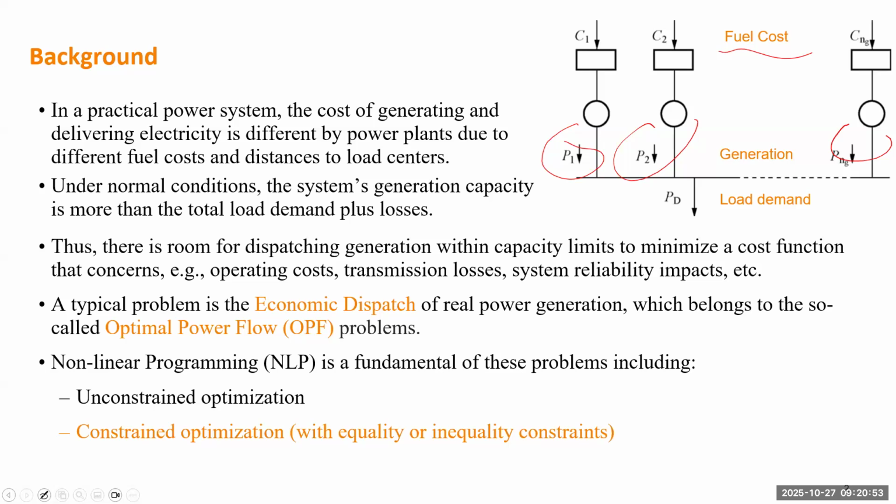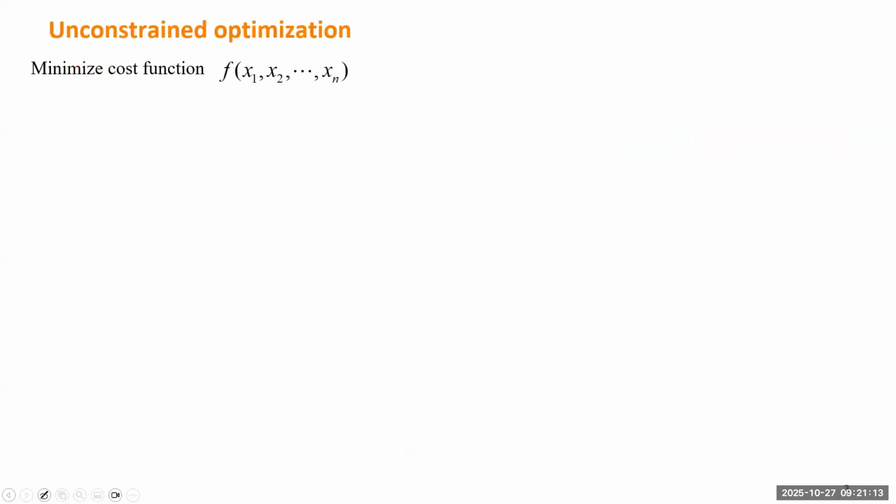So you want to address those constraints in the equality tab. There could also be an inequality tab, which means each power plant may have an upper limit or lower limit. So those will be formulated as inequalities. This is a very brief background of generation dispatch.